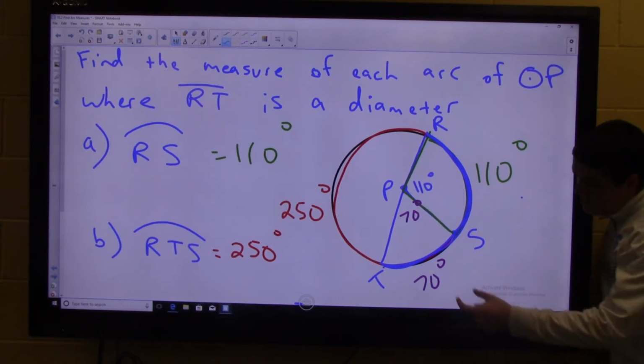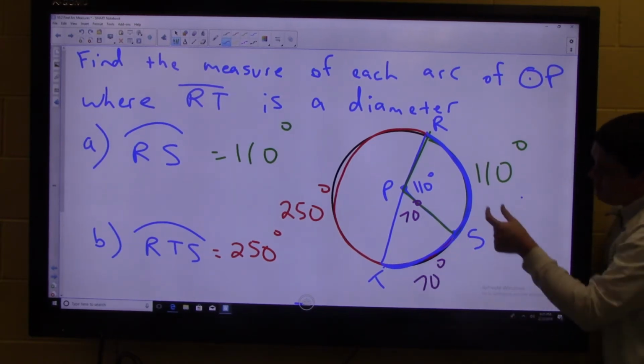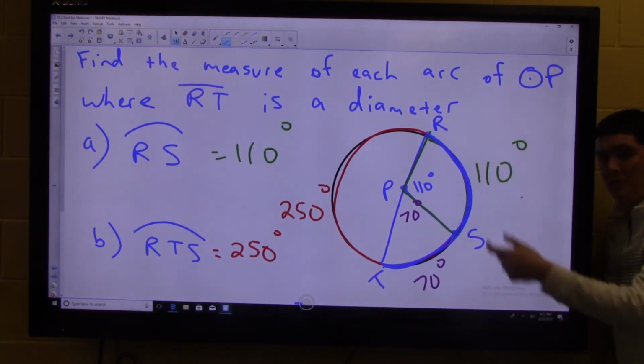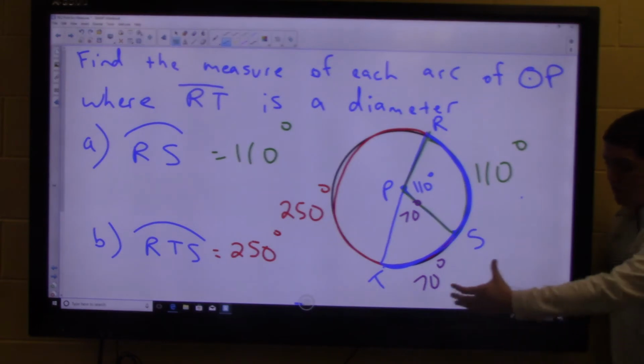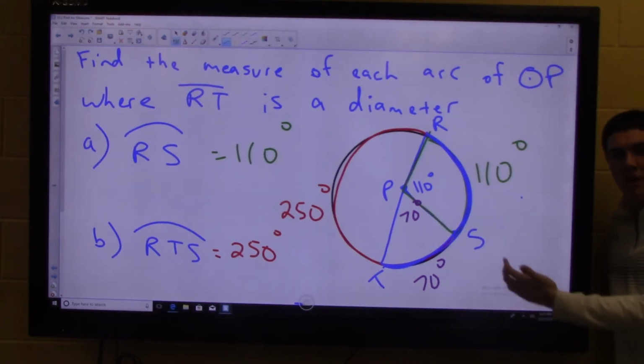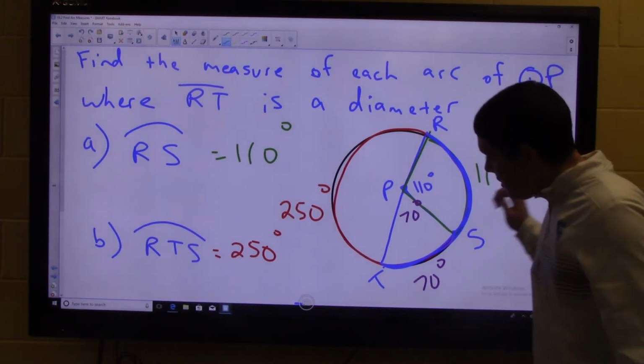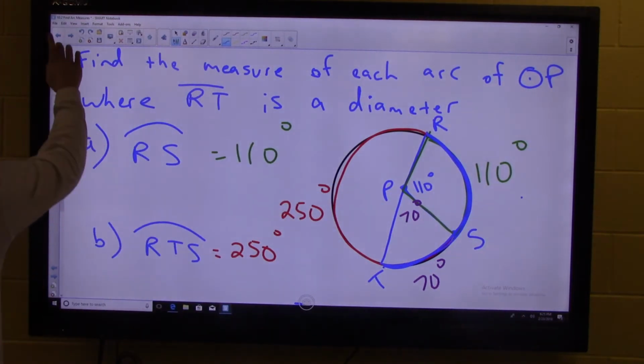So what we're saying here is that we can take ST plus RS, and that's got to equal the entire semicircle. So 70 plus 110 is in fact 180. All right, so that's just to apply the arc addition postulate. That's what that would look like. Okay? So hopefully that made sense.